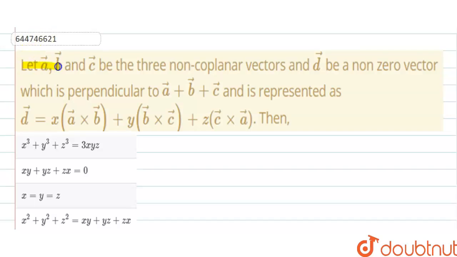Let vector A, B, and C be three non-coplanar vectors, and D vector be a non-zero vector which is perpendicular to A vector plus B vector plus C vector, and is represented as D vector is equal to x of A vector multiplied by B vector plus y of B vector multiplied by C vector plus z of C vector multiplied by A vector. Then which option is correct?